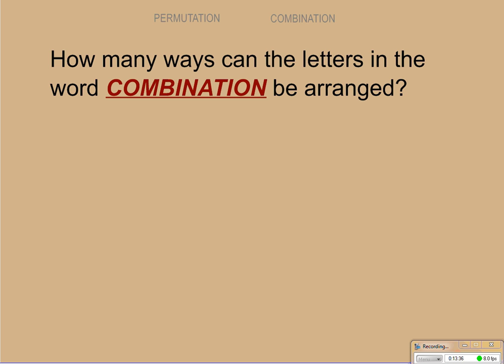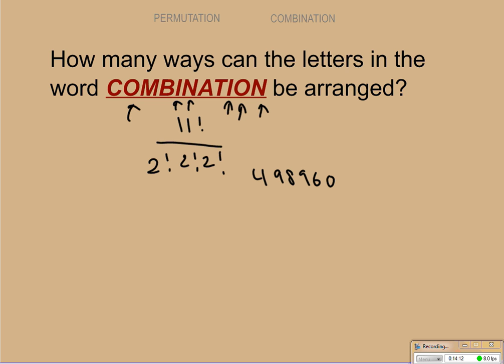All right, how many ways can the letters in the word combination be arranged? So remember that this was the one where you take the total number of letters, so 1, 2, 3, 4, 5, 6, 7, 8, 9, 10, 11, over anything that doubles up. So like there's 2 O's, there's 2 N's, there's 2 I's, and I believe that's it. So when I do that, I end up with 4,989,600.